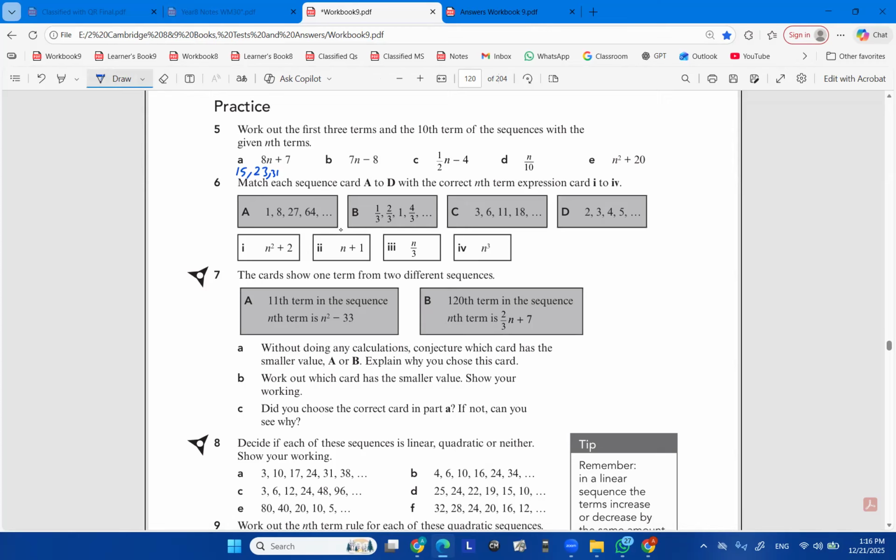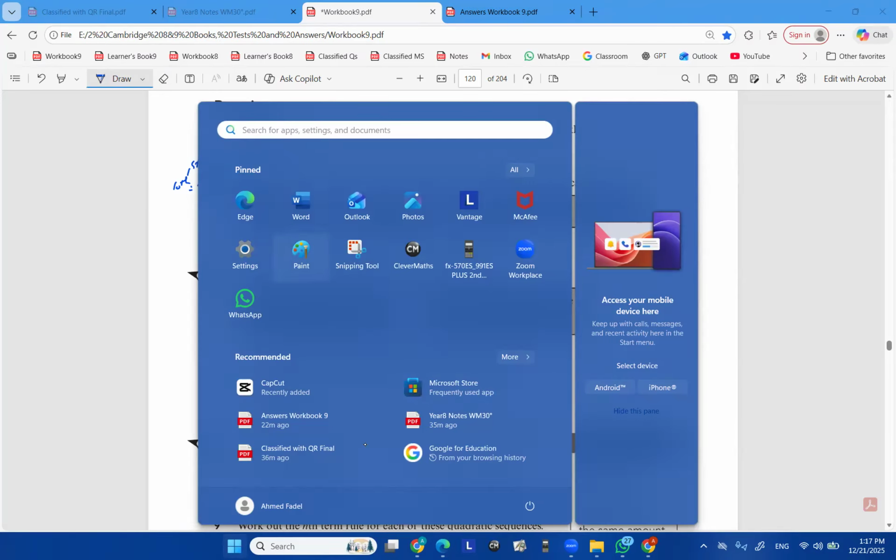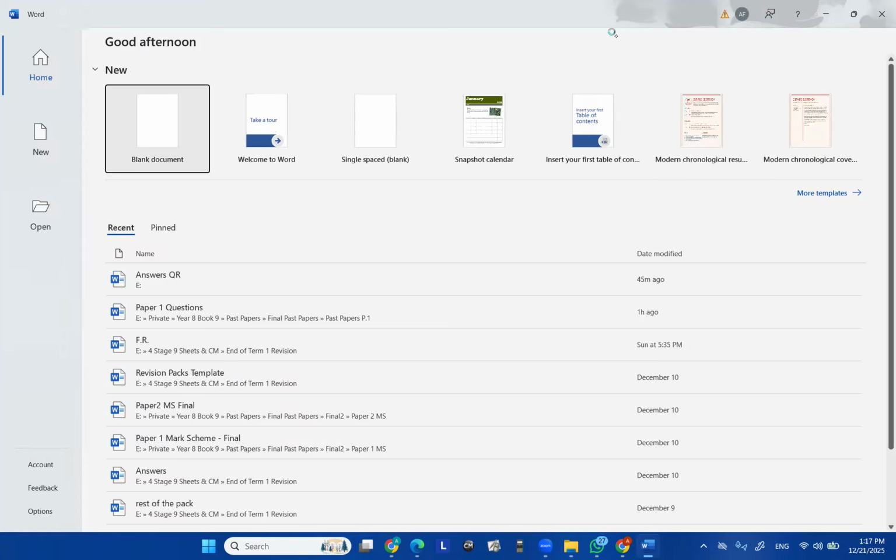So you need to write in the beginning over here, first three terms. Then down there, but because I do not have space over here, I'm thinking of opening a Word document. I'm going to open a Word document. But here, for now, for this question, the 10th term is going to be 8 times 10 is 80. 80 plus 7 is going to become 87. And this is going to be the 10th term. All right. I will open a Word document just to have enough space.